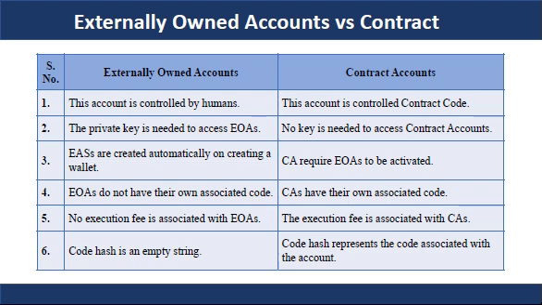Then externally owned accounts do not have their own associated code, whereas contract accounts have their own associated code. In an externally owned account, no execution fee is associated with this type of account, whereas a contract account has some execution fees associated with it. For an externally owned account the code hash is an empty string, whereas in a contract account the code hash represents the code which is associated with the account. So basically, student, here it is very important to understand the difference between externally owned account and contract account.